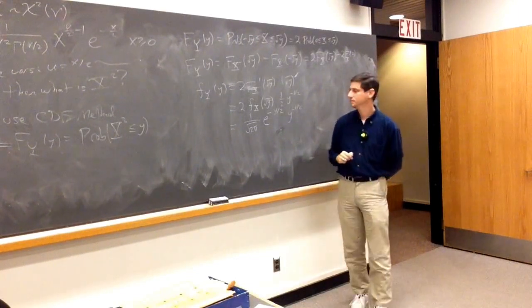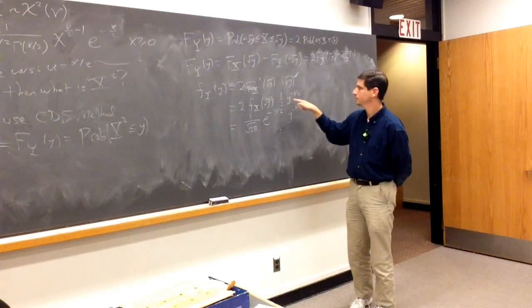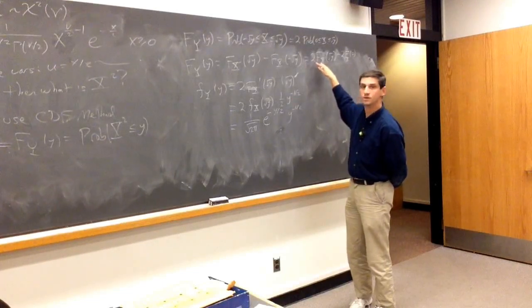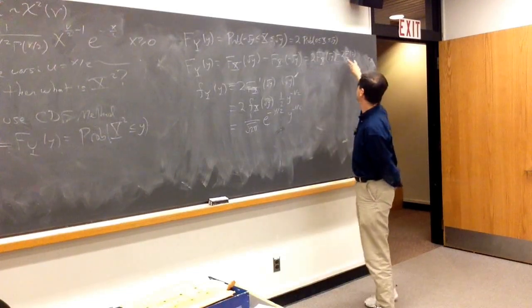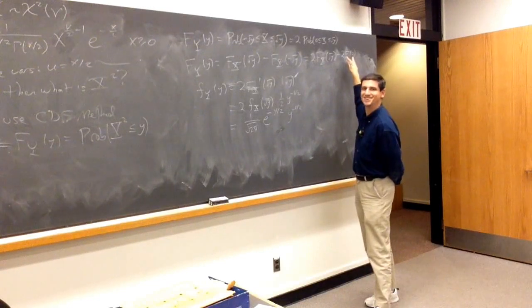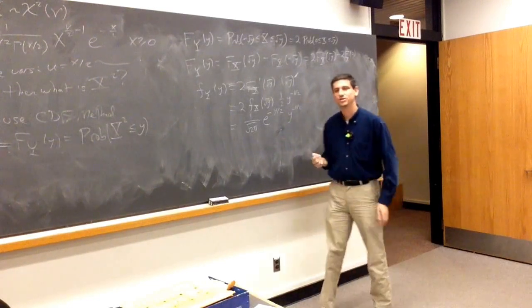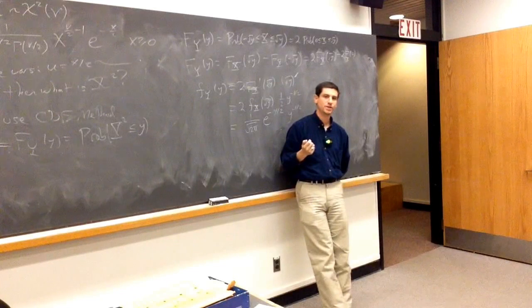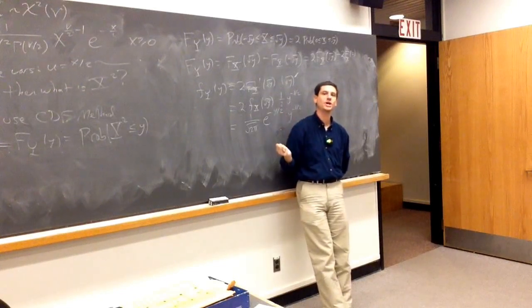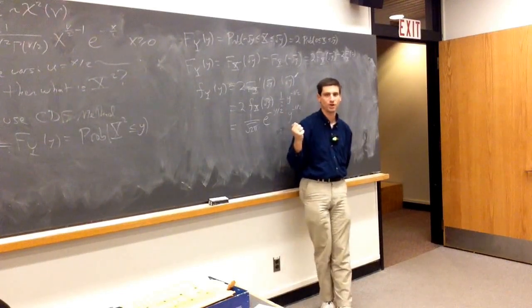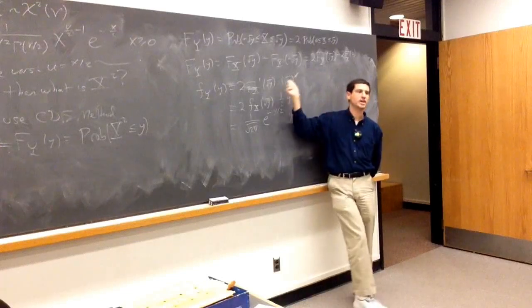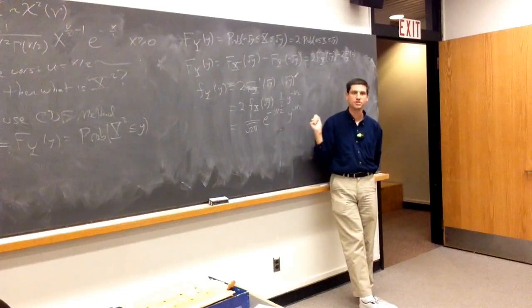Yes? Why didn't you have the derivative of the 2 times the thing at 0? I'm sorry? Isn't there another term, like the -2? Yes, but this is a constant. It actually equals 2 times 1/2, but it doesn't matter. It's a constant. It has no y dependence, so when we differentiate, it goes away. So whenever possible, I'm trying to simplify the algebra as much as I can.